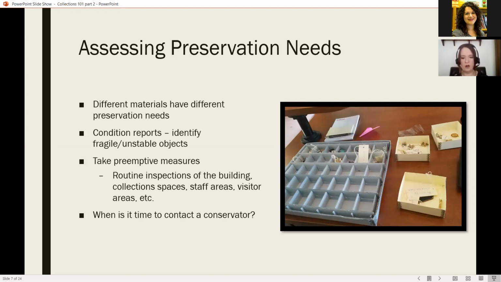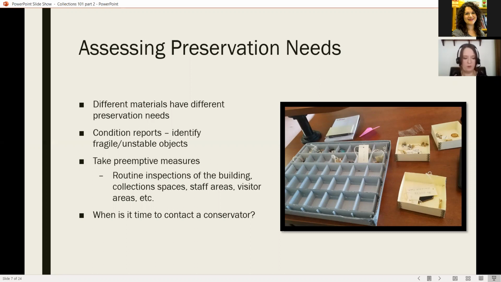Condition reports, which we talked about in Collections 101, are the process of examining an object and noting down anything basically that's wrong with it. Is it broken? Is it deteriorating? So when you do a condition report, you can identify the items that are fragile or perhaps deteriorating more quickly. And so condition reports really help prioritize what items might need more stringent preservation work.